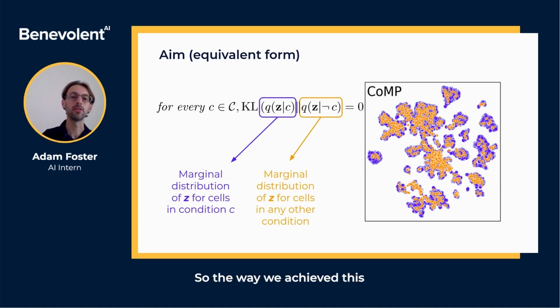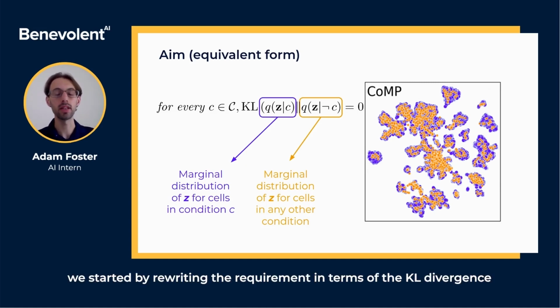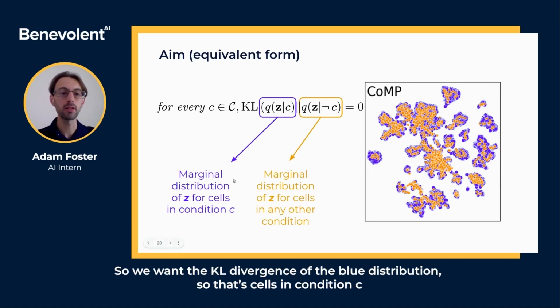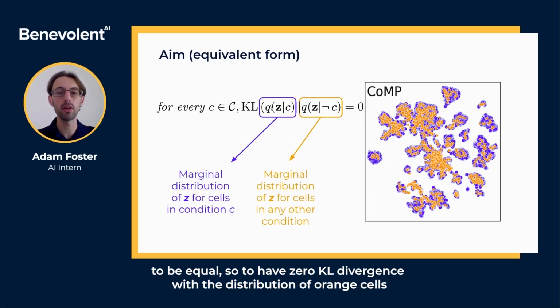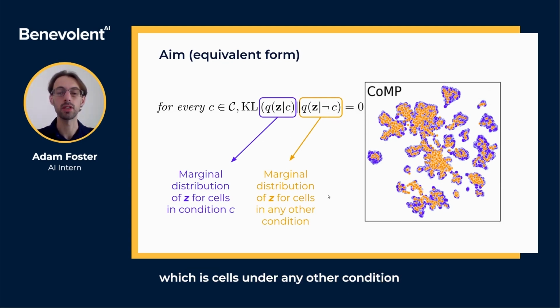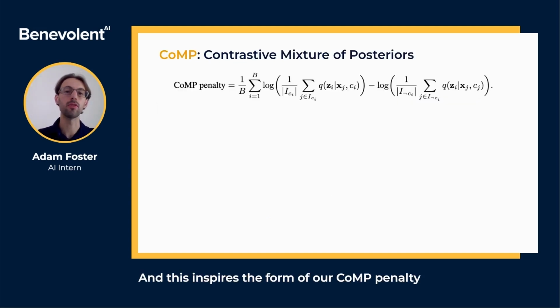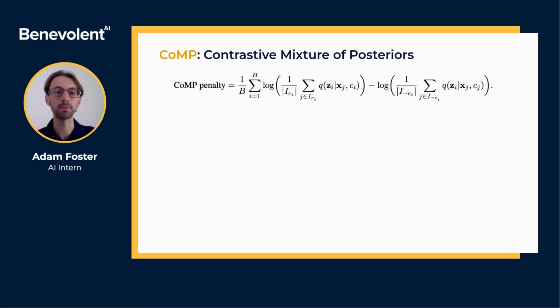So the way we achieved this, we started by rewriting the requirement in terms of the KL divergence. So we want the KL divergence of the blue distribution, that's cells in condition C, to be equal, to have 0 KL divergence with the distribution of orange cells, which is cells under any other condition. And this inspires the form of our COMP penalty.